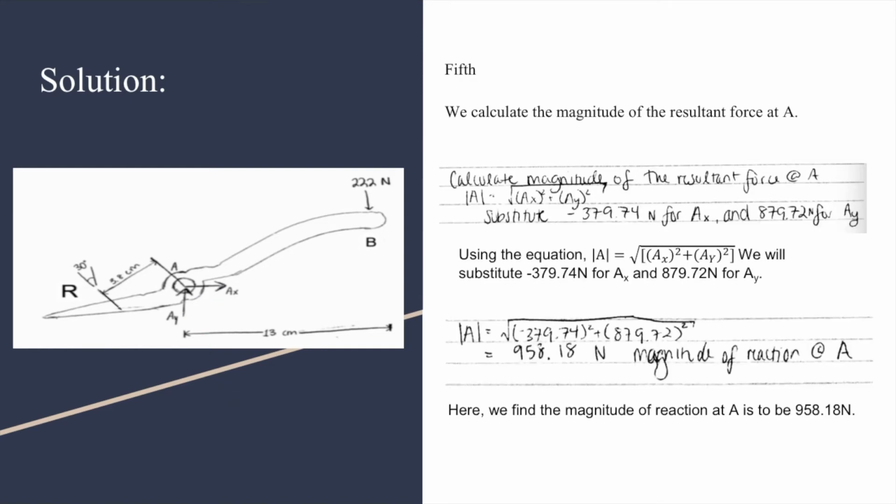Then we have to calculate the magnitude of the resultant force at A. By doing this, it is equal to the length of A, which, as we know from calculus and also from statics concepts, the length of a vector is just the square root of the two components squared. So we substitute our A sub x value and our A sub y value, and then we plug and chug. We find a value of 958.18 newtons for the magnitude of the reaction at A.